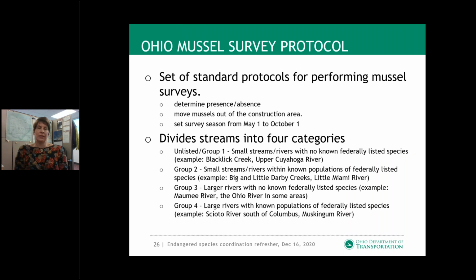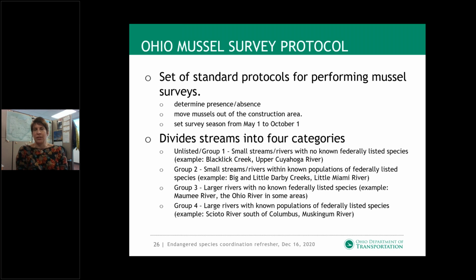In Ohio, the Fish and Wildlife and ODNR have devised an Ohio mussel survey protocol. This is a standard set of protocols for performing mussel surveys, when you have to perform them, what the results are, how long the results are good for, and what methods you use. It was based on the West Virginia Mussel Survey Protocol. So we use these protocols to determine if mussels are present or absent in the project area. We use these protocols when we have to move mussels out of the construction area, and set survey dates from May 1 to October 1. So you need to make sure that if a mussel survey needs to occur in the stream in the project area, it is done between those dates.